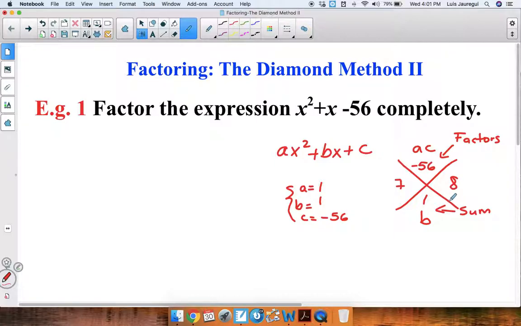Now we need to check one of them because one of them needs to be a negative. And notice, since I want the sum to be exactly a positive 1, we're going to make the 8 positive and the 7 will be the negative. Now notice that negative 7 times 8 will give us the negative 56, and negative 7 plus 8 will be equal to 1. So we can say the following. Therefore, your x squared plus x minus 56 can be written in factored form as x minus 7 times x plus 8.